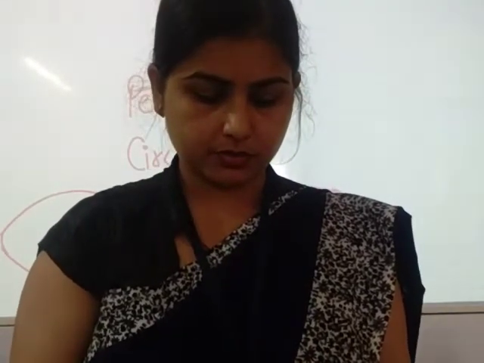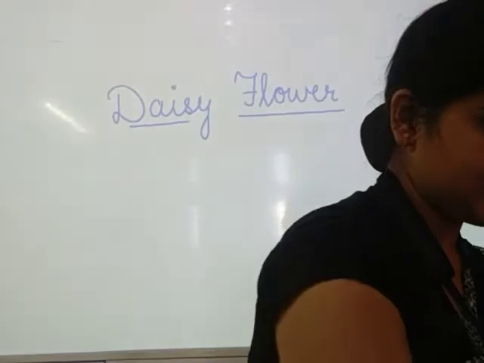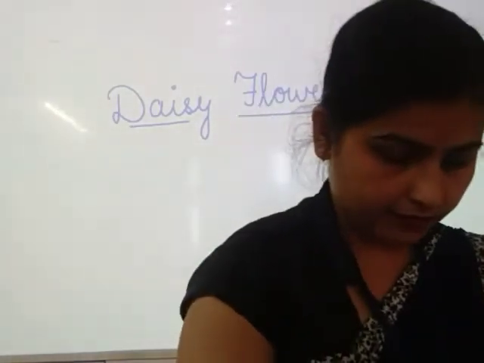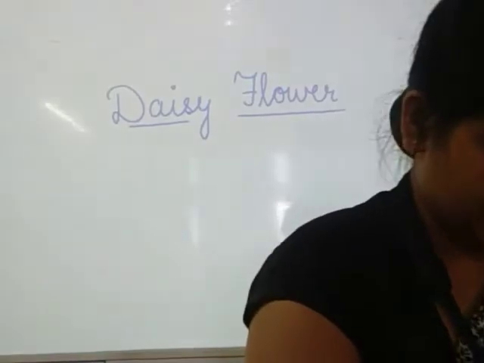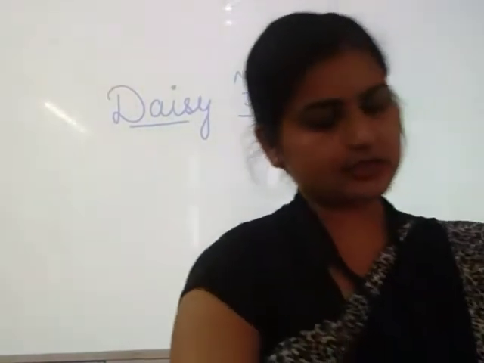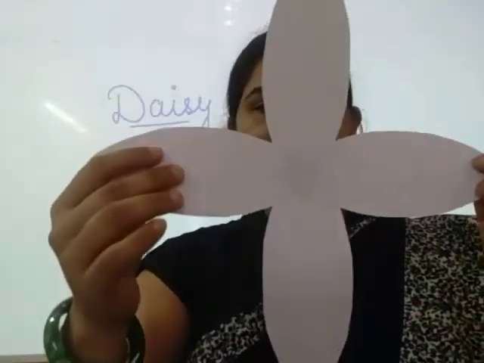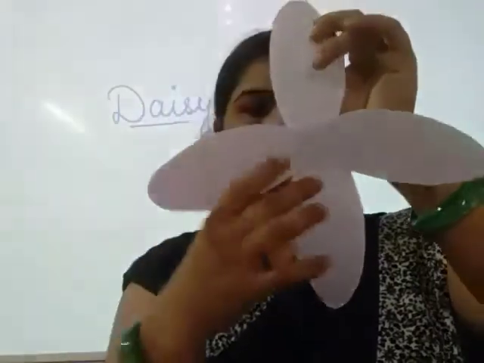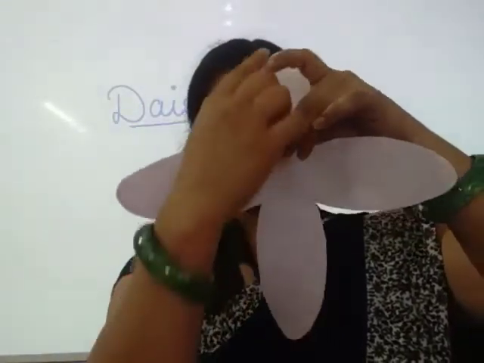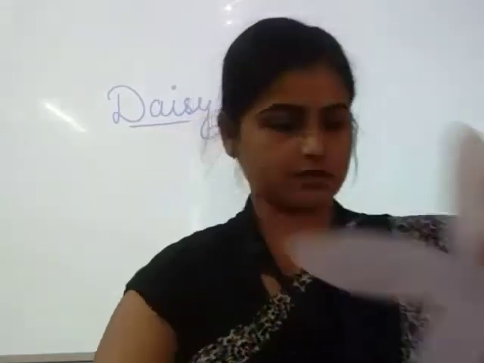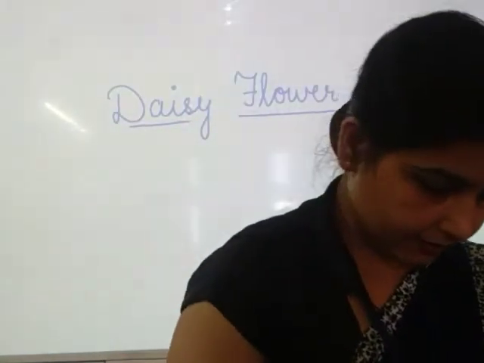Now I will arrange these petals in the group of 4. Now how you have to arrange this? See, you have to arrange this in this manner. 4 of the petals you have to paste like this, so that firstly it will look vertical, then horizontal. So I am just preparing it.